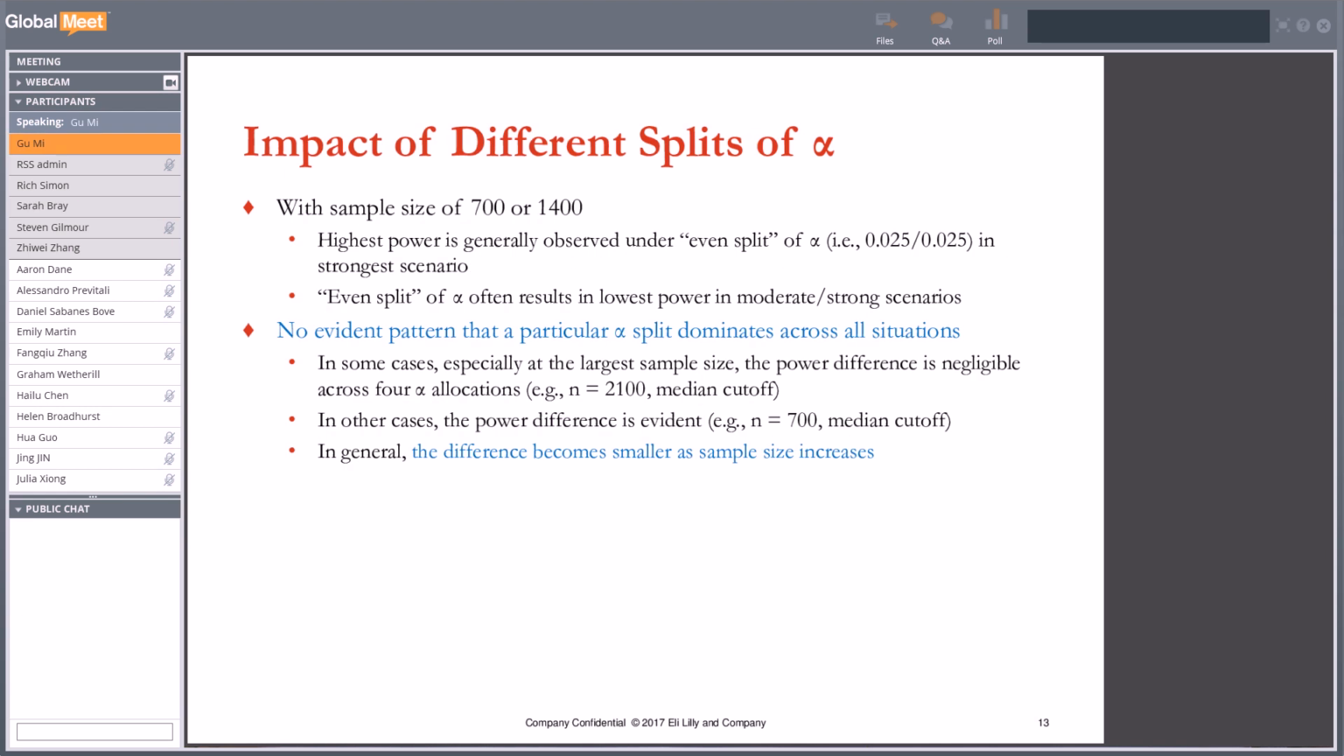Let's go to page 13. So we don't see an evident pattern that a particular alpha split will dominate across all the situations. With a much larger sample size, like n equals 2100, the power difference becomes negligible. But with a small sample size such as 700 in the overall population, the power difference is evident. So in practice, we need to consider how to split alpha for small populations to achieve the maximum power.